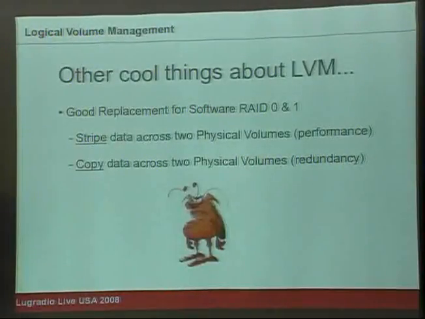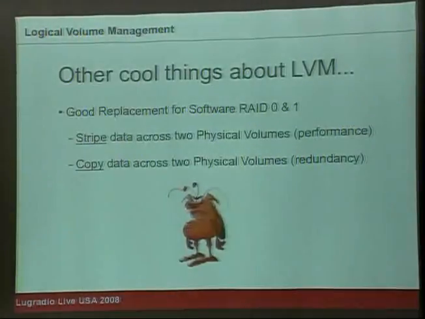Okay, other things that are cool about LVM. It's a good replacement for software RAID 0 and 1. It doesn't do RAID 5. But you can stripe data across physical volumes. So you can actually set it up in such a way that if you have a couple disks that you're using as physical volumes, you can specify and say, use a little here. And you can say, okay, make these striped, make them copied. That's where you get your performance and redundancy. So it's kind of nice.